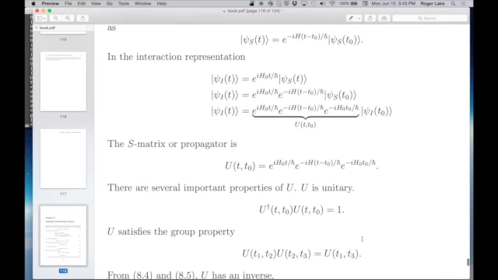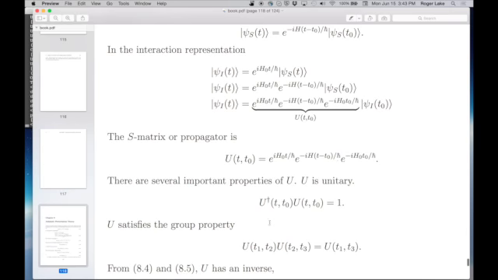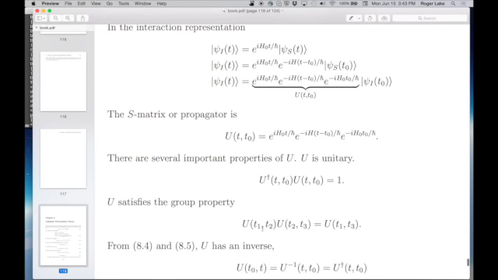And again, if you just look at what's going on up here, it's trivial to see that it satisfies this group property, that U(t1,t2) times U(t2,t3) is U(t1,t3). So you can just string these together, right? You just string them together if you want to evolve from t1 to t2, t2 to t3, et cetera.